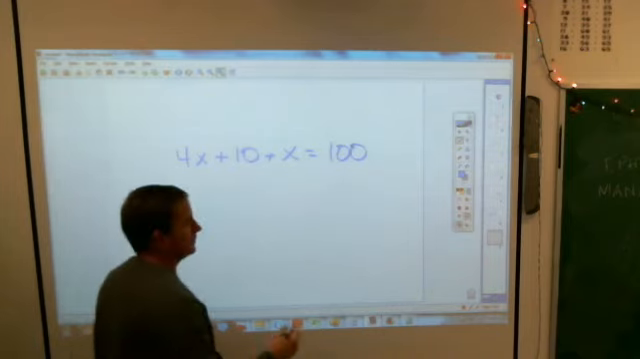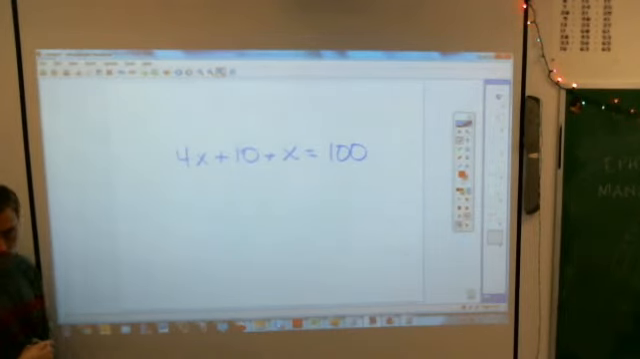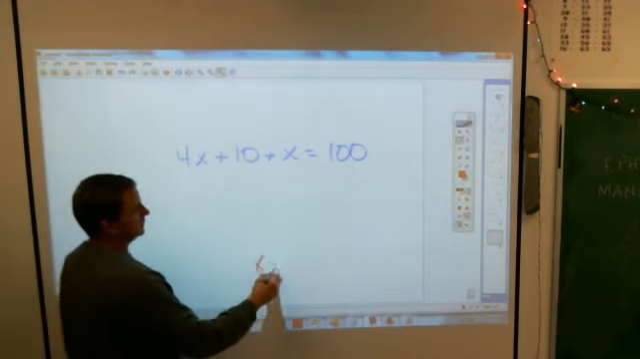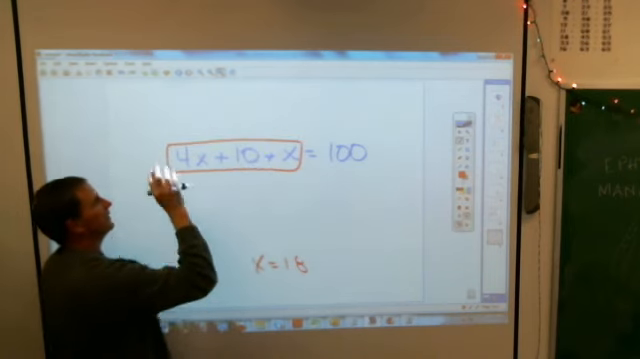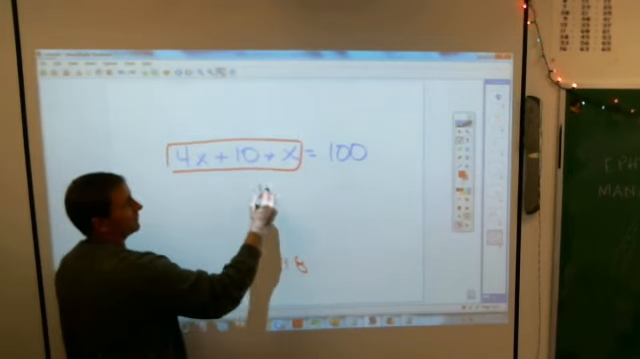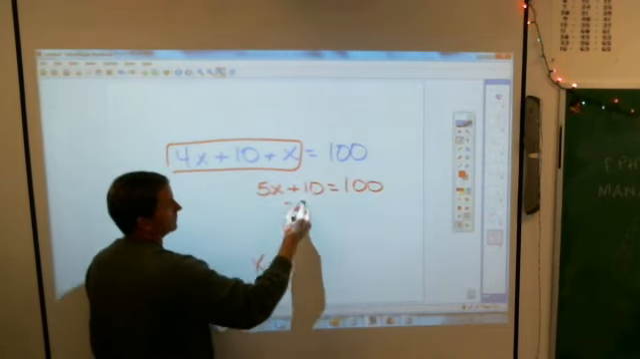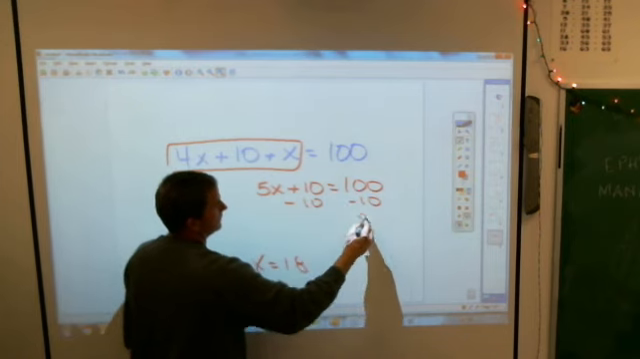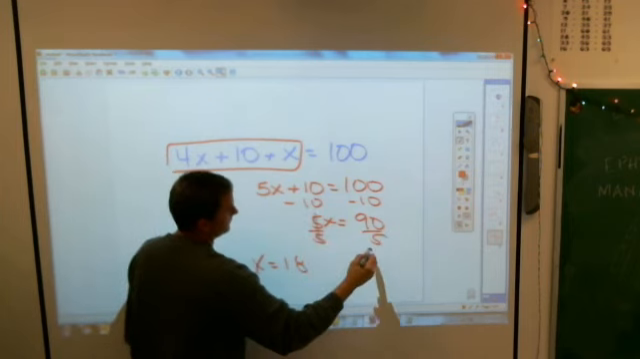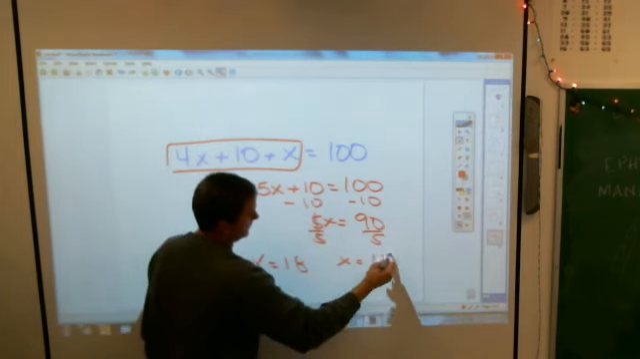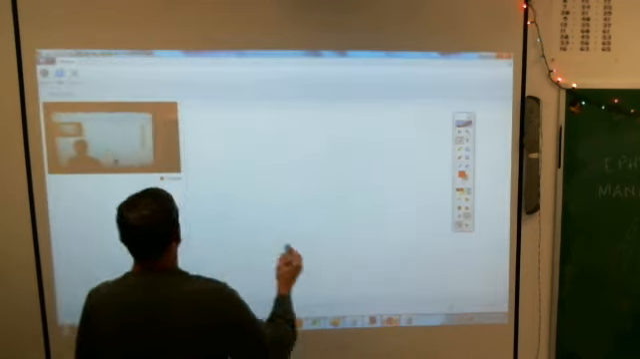Looks like we have some sort of a guess. X equals 18. Let's see if that works. First thing you should do is, because you got all these terms here, what can you combine? If you have 4 x's and add another x to it, you get 5 x's. Plus 10 equals 100. Subtract 10, subtract 10. So now you get 5x equals 90. Divide by 5, divide by 5. And I believe you are correct. Everybody's relatively happy on that?